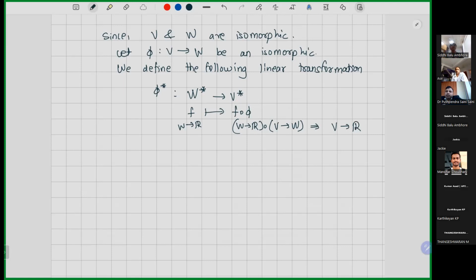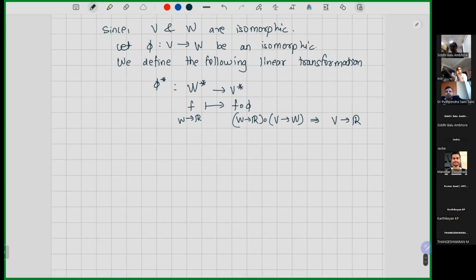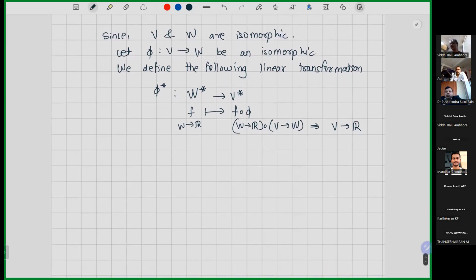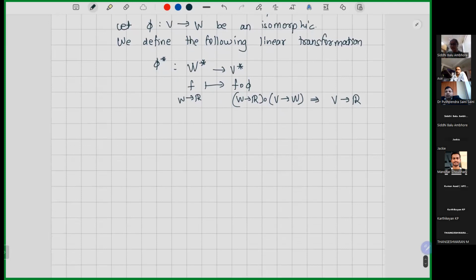Is it clear? Phi is from V to W, and F is from W to R, so we are just composing. So using the isomorphism between V and W, we are now defining a map from W star to V star. Is it okay? So this is well defined, and this is also a linear map or linear transformation.